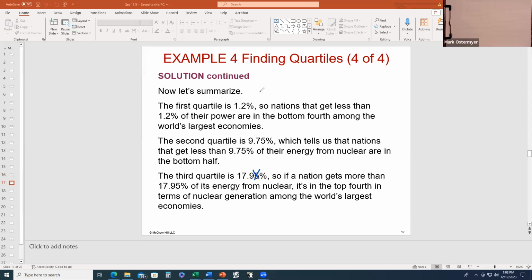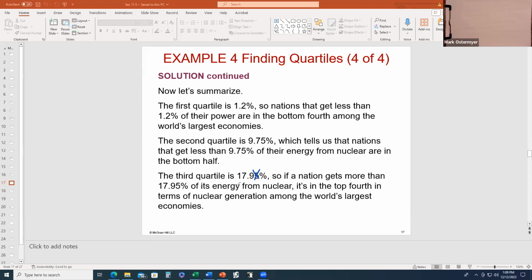So what does that mean? That means the nations that generate less than 1.2% of the global nuclear power are in the bottom fourth, or the bottom 25% of all the other countries. The 50th percentile or the second quartile or the median is 9.75%, which tells us that 50% of the nations get less than 9.75% of their energy from nuclear power.